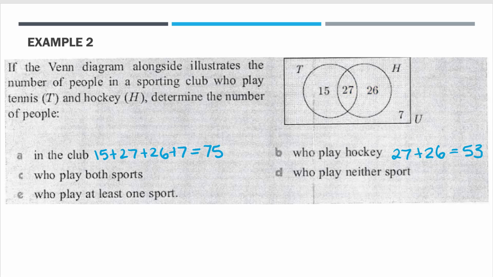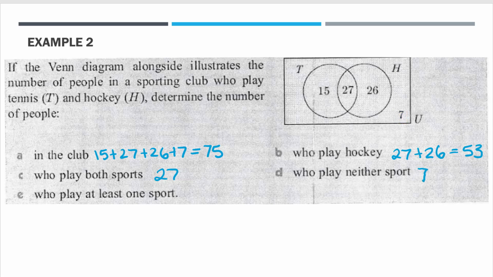In C, we're asked for people who play both. So that's just going to be that overlapping, which is 27. In D, we're asked who play neither sport. That's going to be our 7.